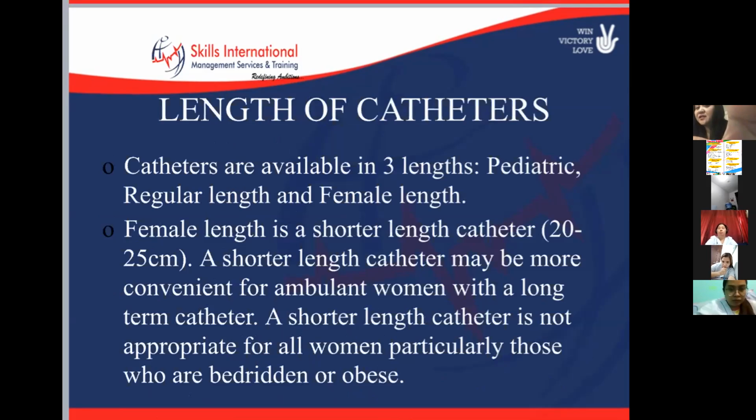Catheters are available in three lengths. It can be pediatric for a child, a regular length, and a female length. The female length is a shorter catheter, from 20 to 25 centimeters. The shorter length may be more convenient for ambulant women with a long-term catheter. The shorter length catheter is not appropriate for all women, particularly those who are bedridden or obese. So if it's not available, you need to use the regular length.